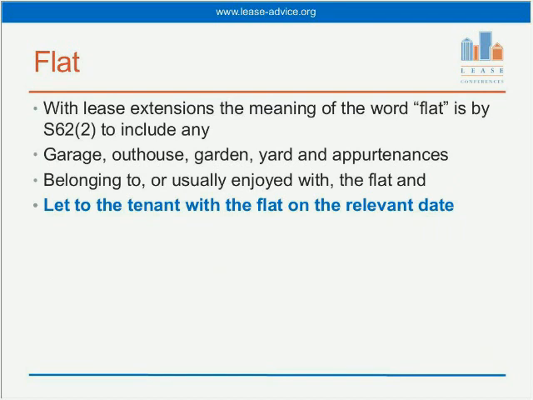What's particularly interesting about the meaning of the word flat in the 93 Act for the purposes of a lease extension is that by virtue of section 62(2) of the 93 Act, the word flat includes any garage, any outhouse, any garden, any yard and appurtenances which belong to or are usually enjoyed with the flat, and on the relevant date, and that's the date when the section 42 notice is given to the competent landlord, is let to the qualifying tenant with the flat. It's got to have all those ingredients in to be captured on a lease extension: any outhouse, garden, yard, appurtenances and garage. What does appurtenance mean?